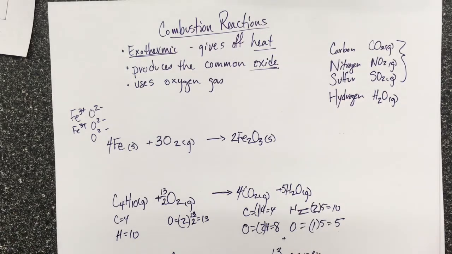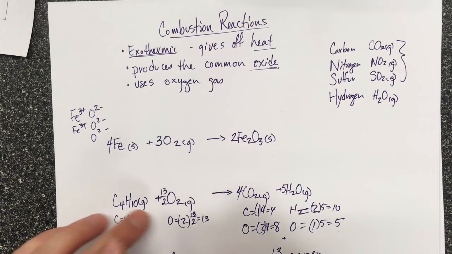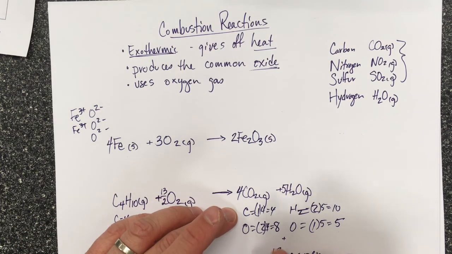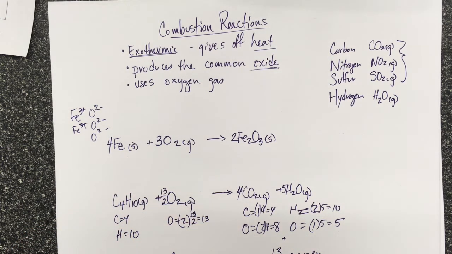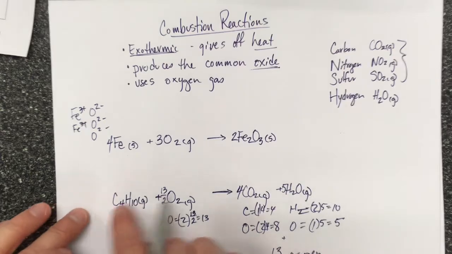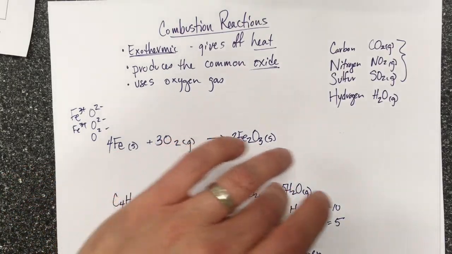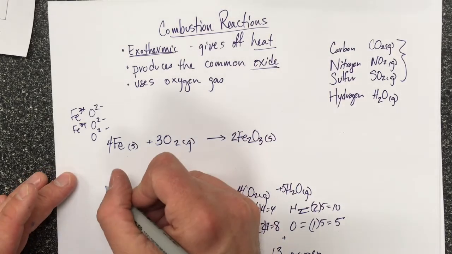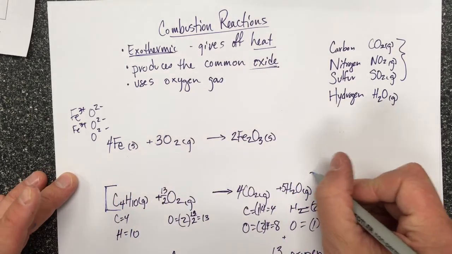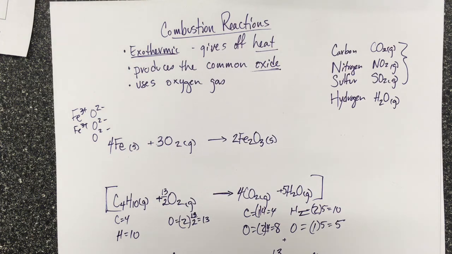If I wanted to get rid of the fraction, I need to multiply everything in this reaction by 2. So I would have 2 butanes, 13 oxygens, 8 carbon dioxides, and 10 waters. And those would be the coefficients here. So I'd have 2 moles of this, 13 moles of this, 8 moles of this, and 10 moles of this. But I am totally okay with oxygen being balanced with a fraction over 2.